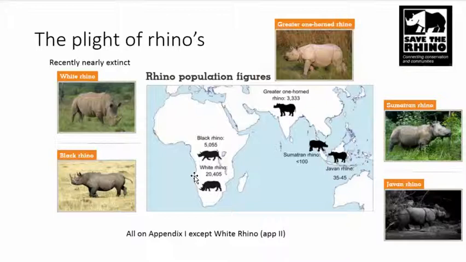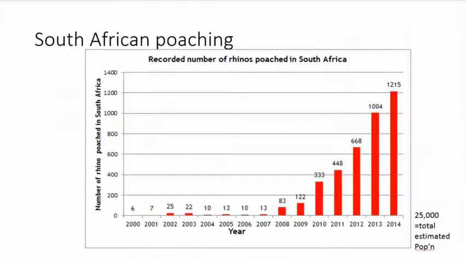It's now the most common rhino in the world, and it is on Appendix 2, and national parks in South Africa were trading rhinos within the country, basically selling excess rhinos from national parks into game reserves for hunting and things like this. But poaching has become a major problem, and so here's the number of rhinos poached per year over the last several years.